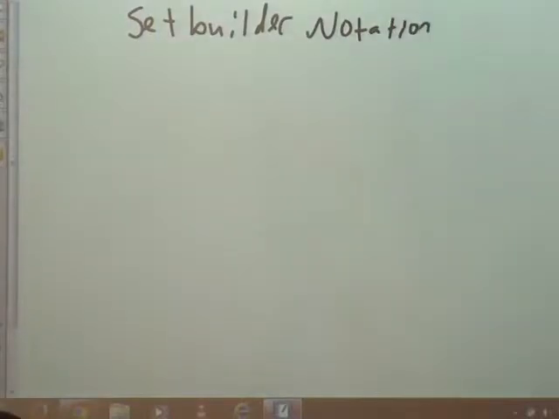All right. So, I told you yesterday a lot of the stuff that we're going to be doing is just learning different ways of writing stuff. So this first thing says set-builder notation. Okay? So I'm going to give us an example of some set-builder notation here.